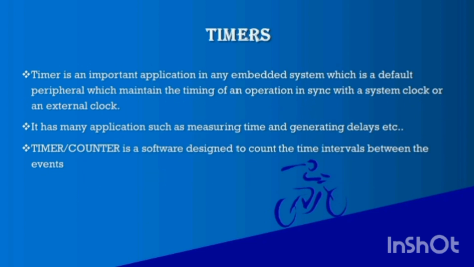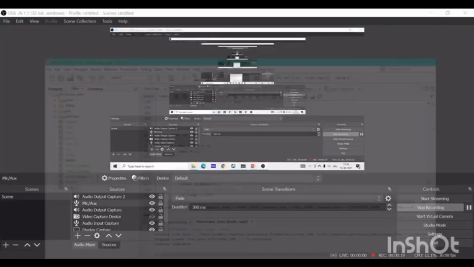Next one is timer. Timer is an important application in any embedded system, which is a default peripheral which maintains the timing of an operation in sync with a system clock or an external clock. It has many applications such as measuring time and generating delays, etc. Timer or counter is a software designed to count the time intervals between events. In this project, we have used a 4-bit timer.